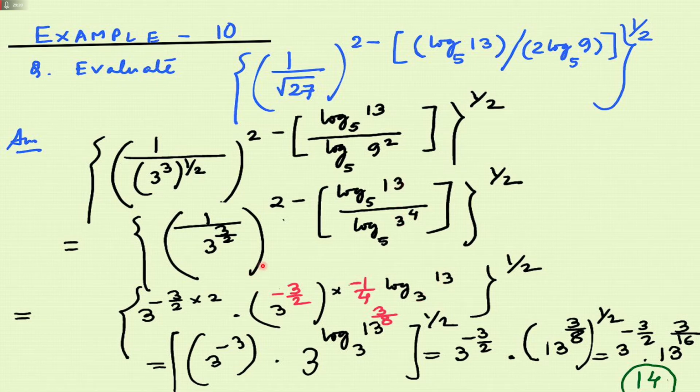So I am simplifying this relation by taking 4 out of this log, and log 13 base 5 by log 3 base 5, expressing it as log 13 base 3. So it will give you ultimately 3 to the power minus 3 by 2 into minus 1 by 4 log 13 base 3, and the whole power is raised to the power half. Now open this bracket, second bracket, and operate.